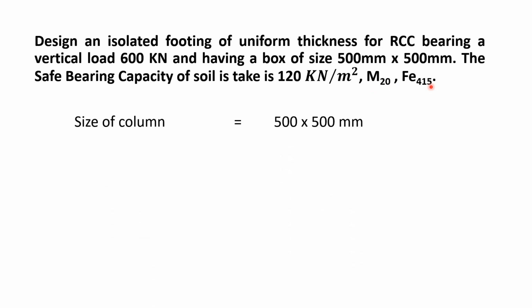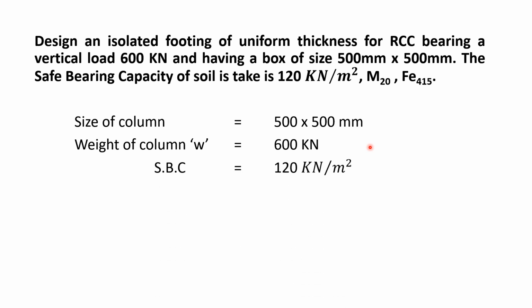So the size of the column is given data. Size of the column is 500 into 500 mm, and the load is equal to 600 kN, and then SBC is equal to 120 kN per meter square, and fy is 415 Newton per mm square, and fck is 20 Newton per mm square.